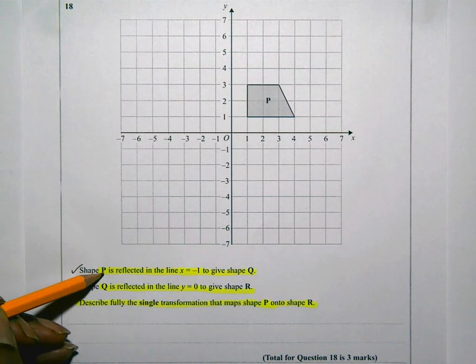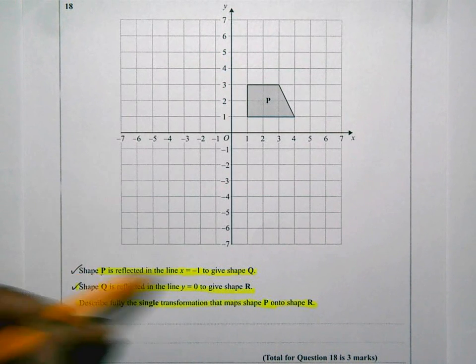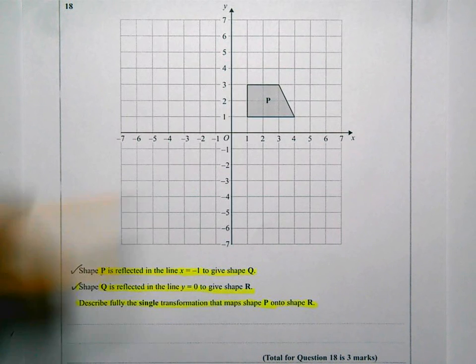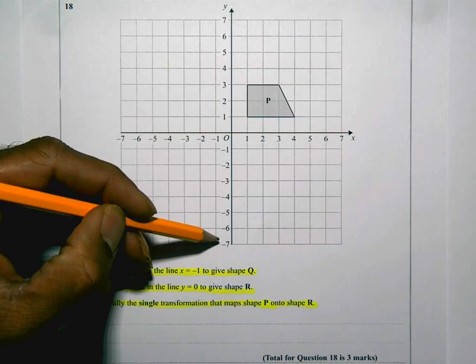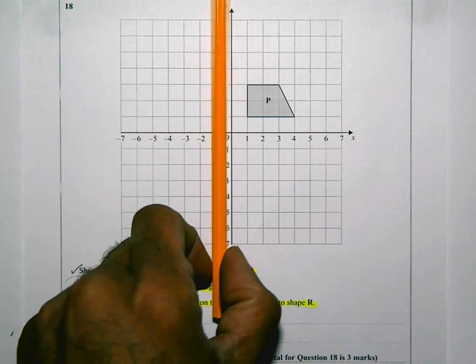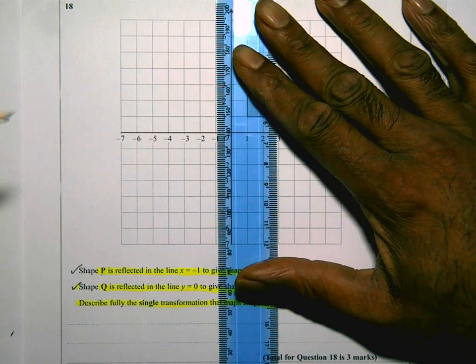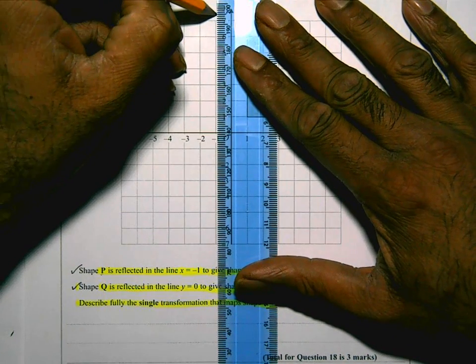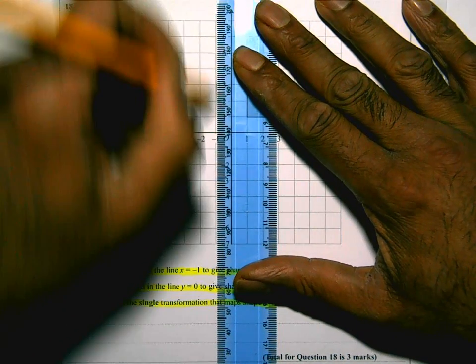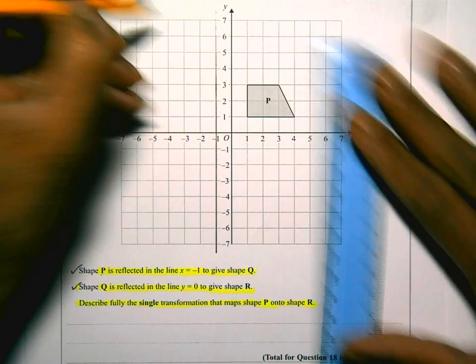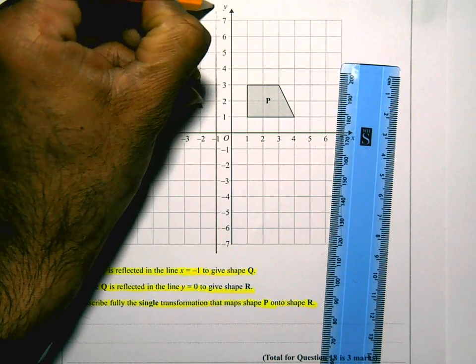Reflect P in the line x is equal to -1. Now the x is equal to -1 is a vertical line. It's a line that goes through -1 over there. So putting my ruler in there, I'm going to draw the line and I'll label it. Make sure it's clear. Okay, and that's x equals -1.